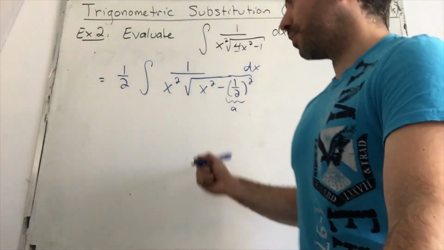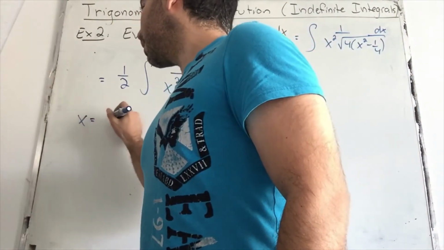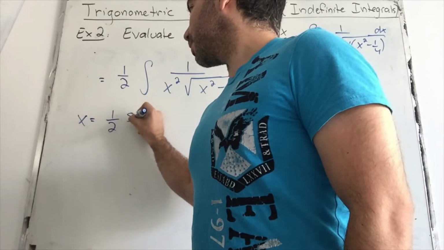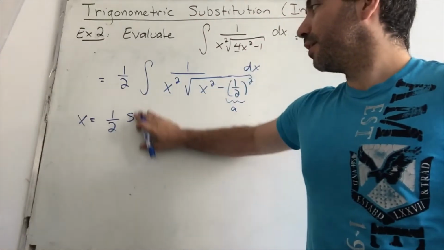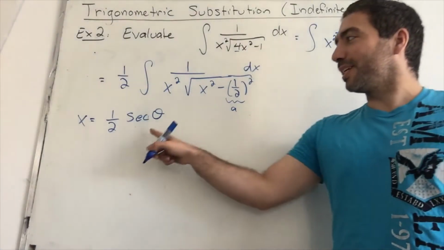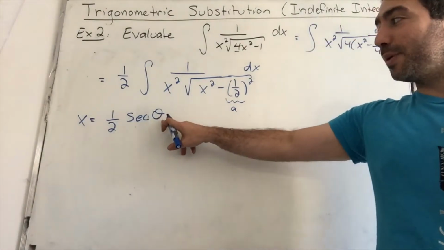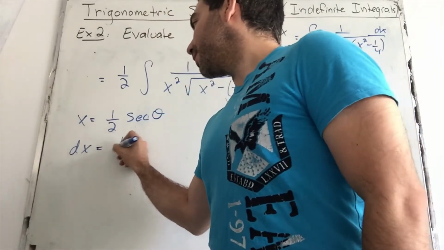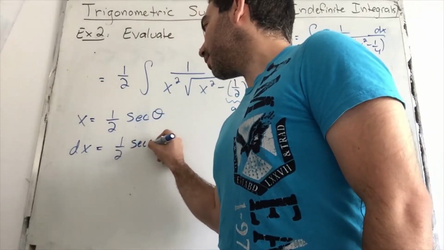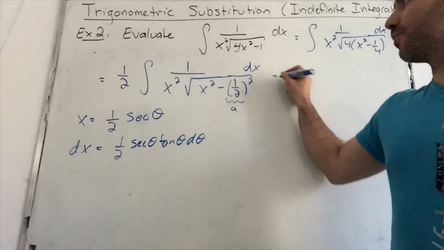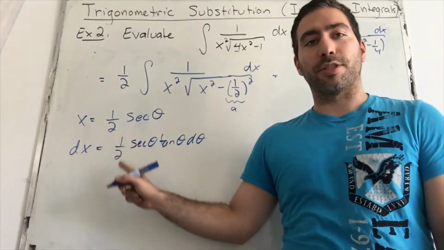And now we use our inverse substitution, x equals a times sine theta. So in this case, a is a half, and we're going to, no, not sine theta, sorry, secant theta. You don't want to make that wrong substitution in the beginning, because then the rest is going to be wrong. And now we take the derivative with respect to theta. So the derivative of secant is secant tan theta d theta.